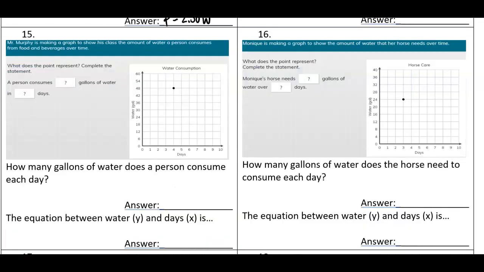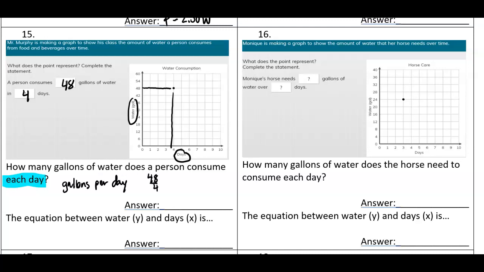Number 15, Mr. Murphy is making a graph to show his class the amount of water a person consumes from food and beverages over time. What does point represent? So we've got 48 down to 4, and this is waters in gallons, and this is days. So a person consumes 48 gallons of water in 4 days. So how much does it consume each day? Well, that's just another way to say what's our constant of proportionality. So again, it was gallons per day, or gallons each day, same thing. So 48 over 4 equals 12. So 12 gallons, GAL, per day.